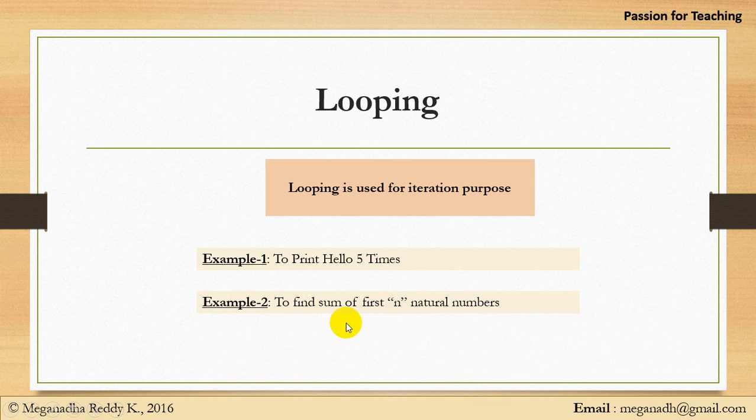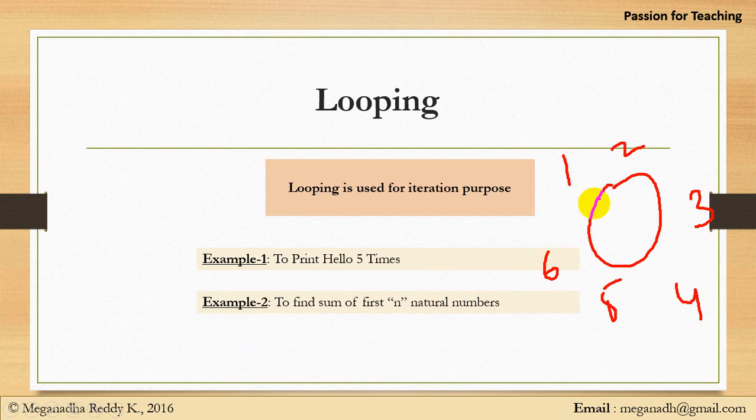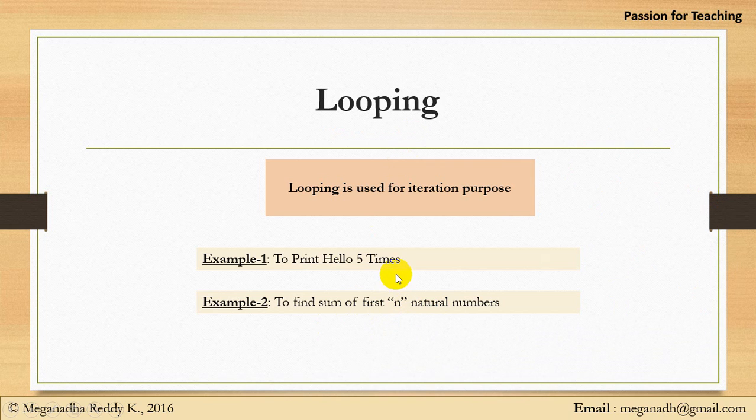To find the sum of n natural numbers. In this case what we have to do is find 1 plus 2 plus 3 plus 4 plus 5 plus and so on, so we are doing addition n number of times, repeating the same addition n number of times. That is the place where we can use looping for finding the sum of n natural numbers. And let's see one more example.